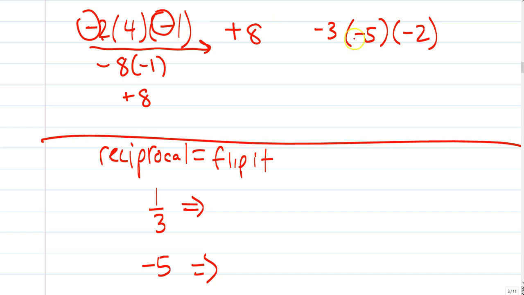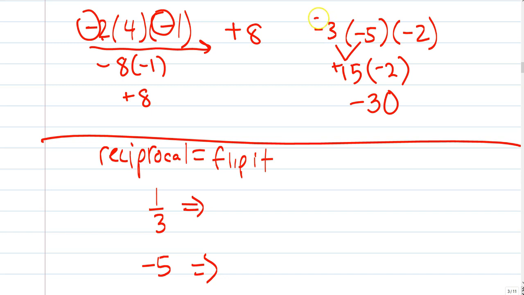Same with this one. I can go left to right. 3 times 5, 15. Because there were two negatives, that 15 is positive. 15 times negative 2. A positive times a negative, I'm going to have a result that's negative. 15 times 2 is 30. You can bring it down and do it step by step. That's not the way I would do it.